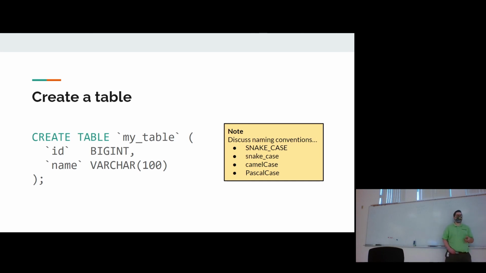Go for it. I'm not a big fan of the all caps. You what? I'm not a big fan of the all caps. Not a big fan of the all caps. Okay. Which one are you a fan of?